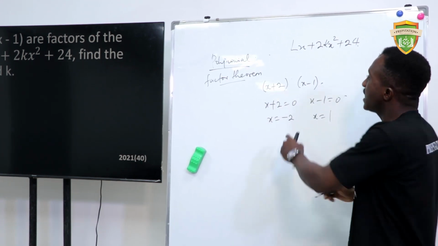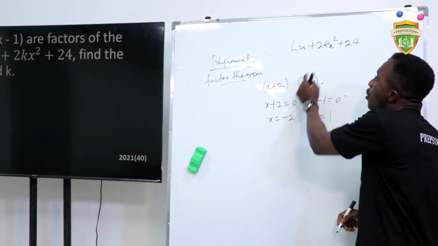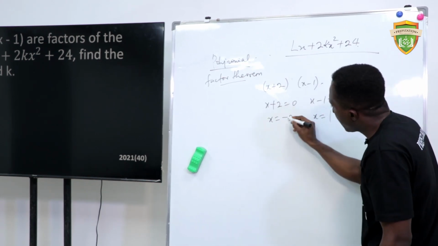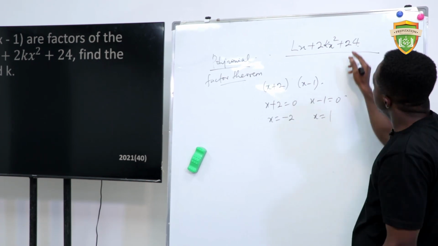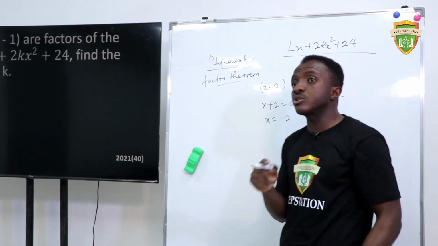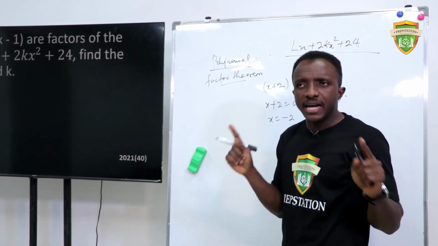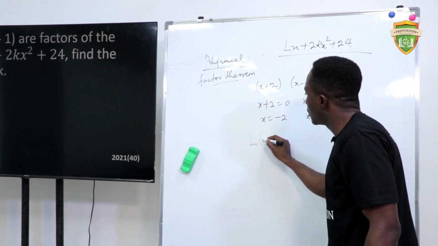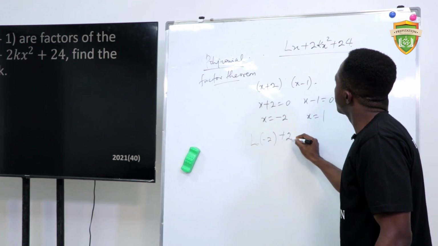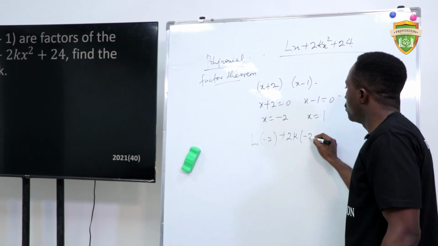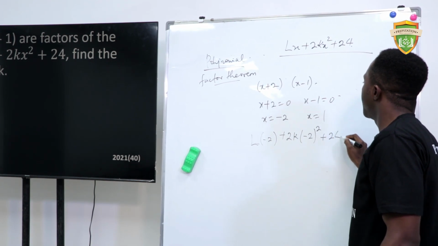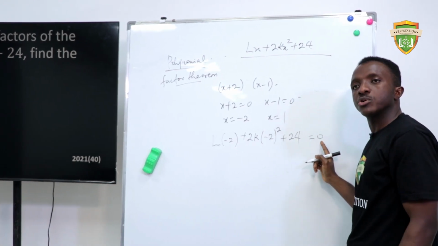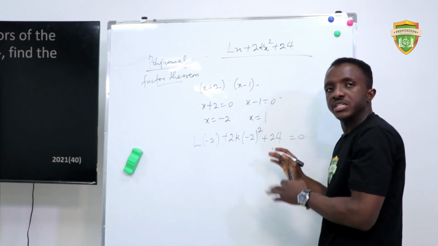So what next? The next thing to do is to substitute these values into the given function. Substitute these values, x, which is minus 2 and 1, into these functions. And remember I said they are factors, and if they are factors, it means they will leave no remainder. So the remainder is going to be 0. So let's quickly do that. So when we have L, I'm going to put minus 2 here, plus 2k. Remember, I told you, always make use of brackets. It makes your work easy, and it also makes you safer. Equals 0. You know why it equals 0? I've said that because they are factors, they will leave no remainder.